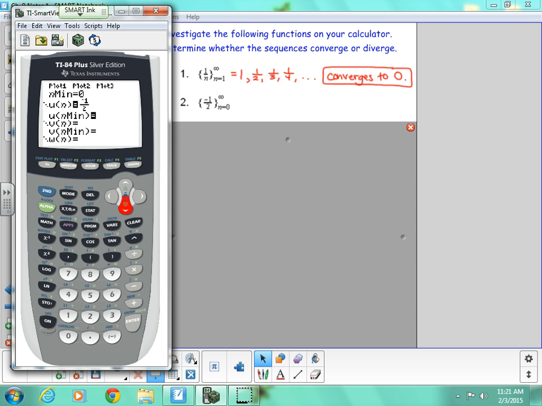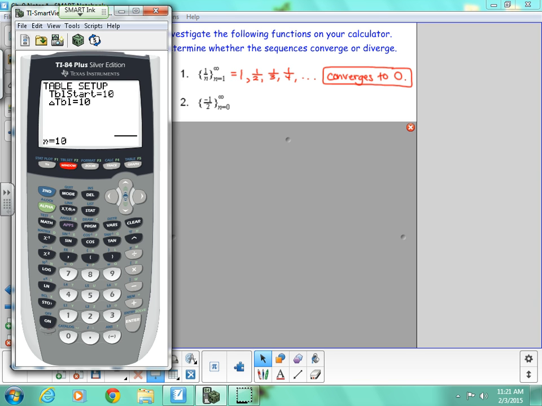Distracted. What's the first term? U n min is u of 0 is a of 0. What's the first one? Negative 1/2. Because that's the first one, right? So then I could go ahead and use the graph. I could look at the graph, but I'm just going to see a point. But does that help? Kind of. Is it going anywhere? No. Nope. I could go look at my table.